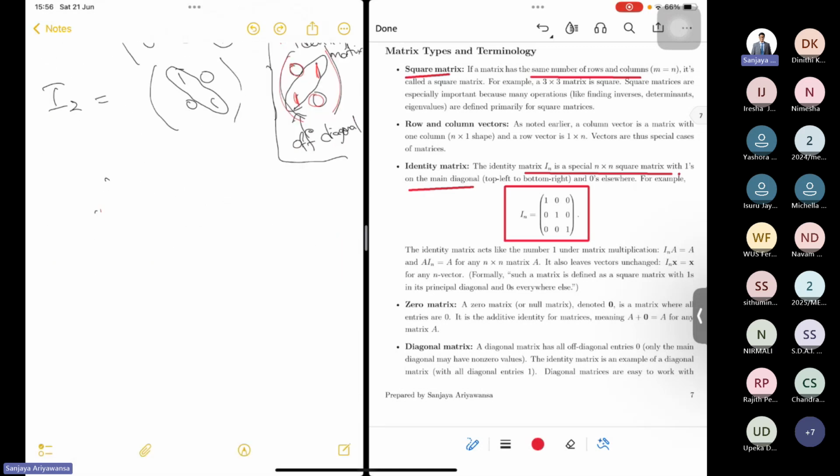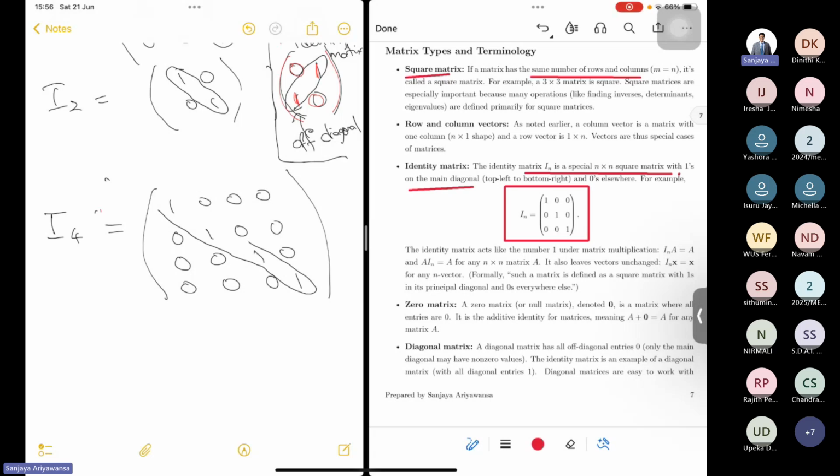So you remember the identity matrix is also a square matrix where you have ones in your main diagonal. So I4 is a 4 by 4 matrix: 1 0 0 0, 0 1 0 0, 0 0 1 0, 0 0 0 1. So see, you have all these ones in the main diagonal. Everywhere else, it's 0.